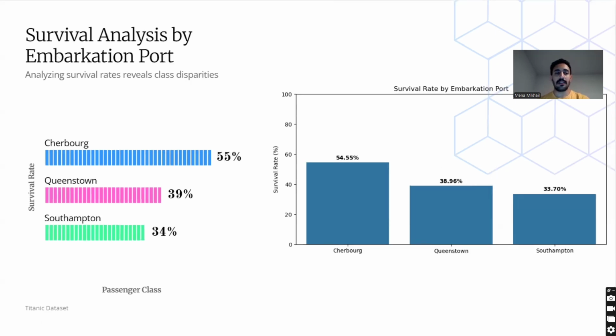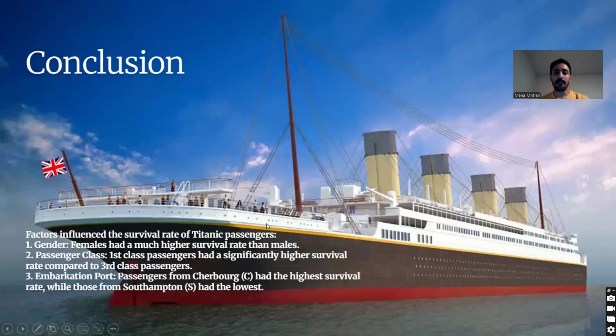And lastly, I looked at the survival rates based on where passengers boarded the Titanic. So 55% of passengers who boarded from Cherbourg have survived, and 39% of passengers who boarded from Queenstown have survived, while only 34% of passengers who boarded from Southampton have survived. So passengers who embarked from Cherbourg had the highest survival rate, followed by Queenstown and Southampton.